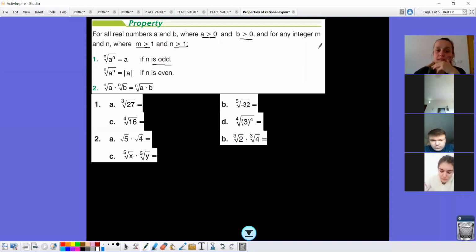For example, I'm writing here, we have some examples. For example, cube root of 27. Can I write this one as cube root of 3 cubed? Yes. So because n is odd here, as you see 3, we are taking it out as 3 directly. Yes? Am I right? Yes, teacher.